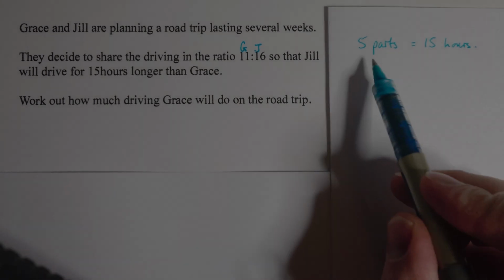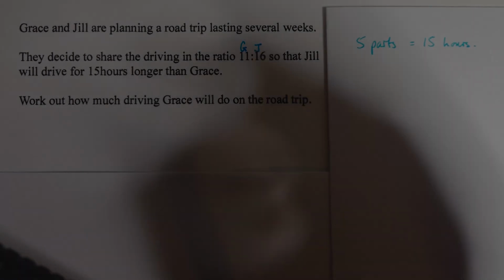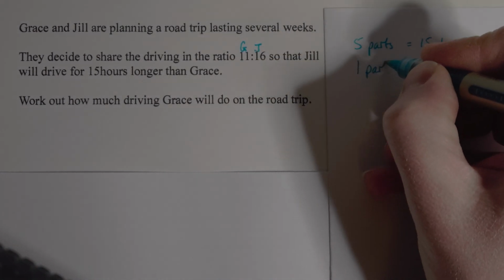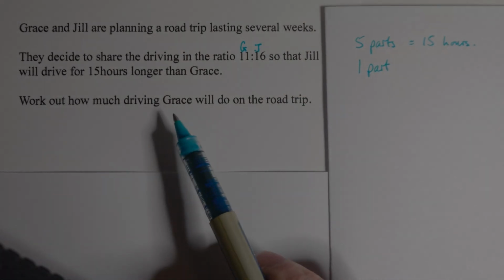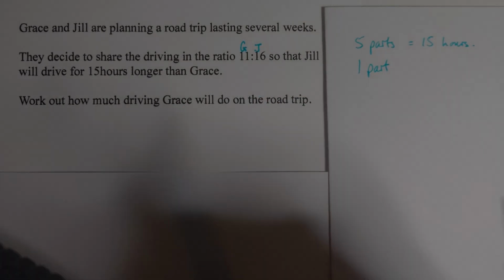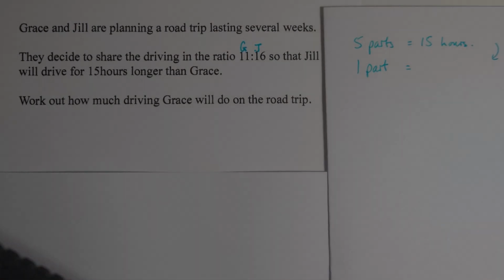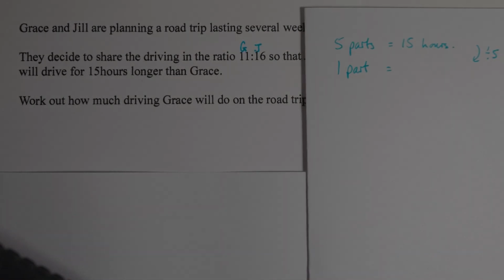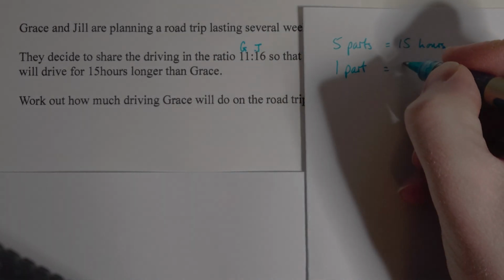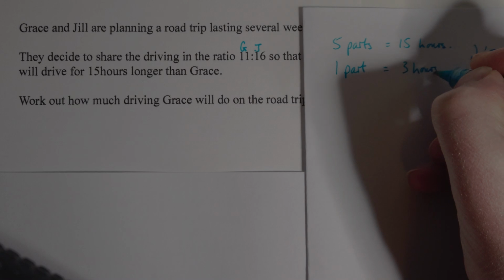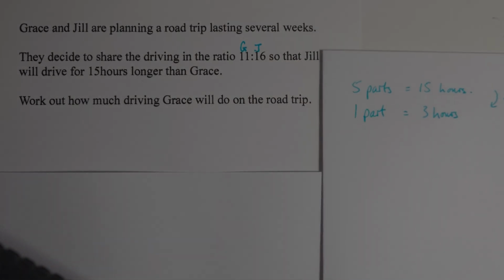Now it's the same as before. If 5 parts equals 15, I'll take this down to 1 part first of all. Ultimately, I want to know Grace, which is 11 parts, but let's take it down to 1 part first. And I do that by dividing by 5. Now, you can do that on the calculator if you like, but hopefully there's no need. 15 divided by 5 is 3. Okay, so 1 part here is worth 3 hours.